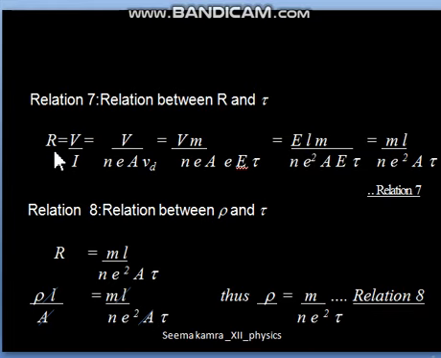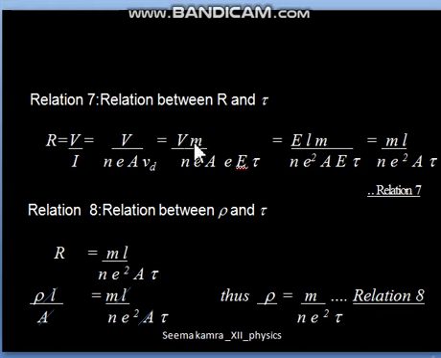R formula we know, V upon I, voltage upon current, and now we have to keep on replacing the denominator part. Let us start now. I formula we know, n A e v_d. v_d formula, small e capital E tau by m.